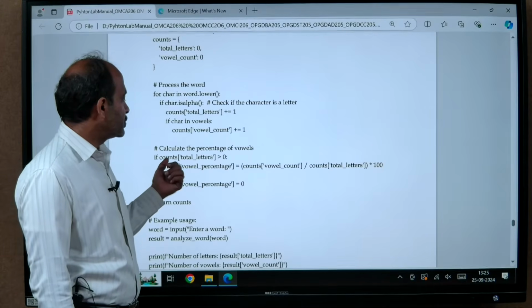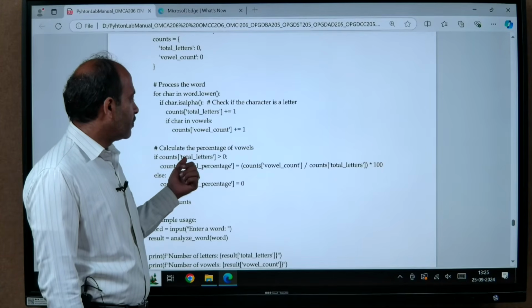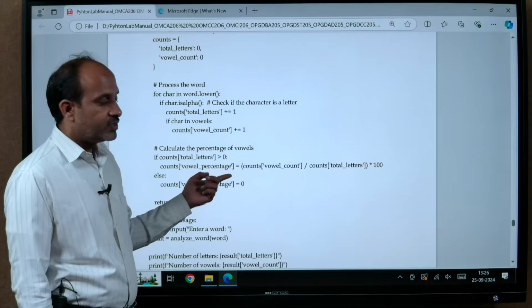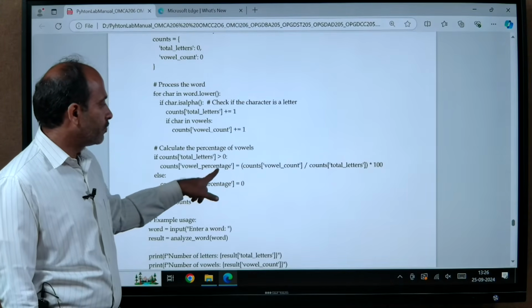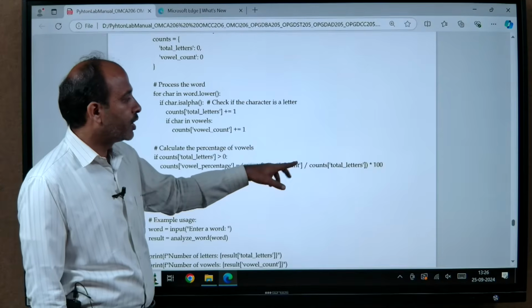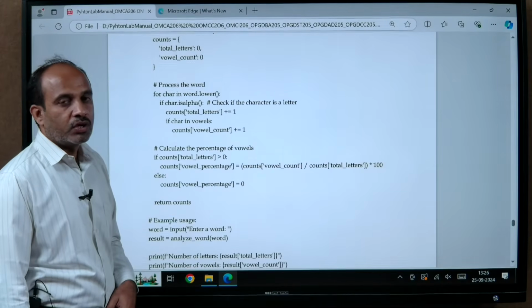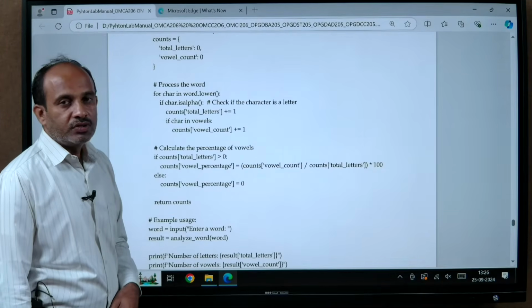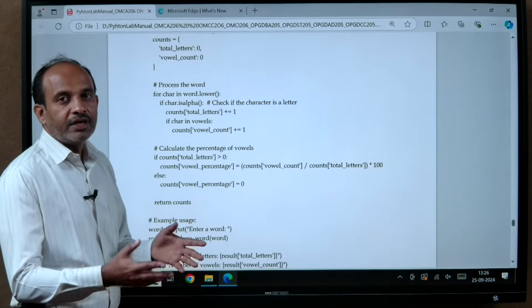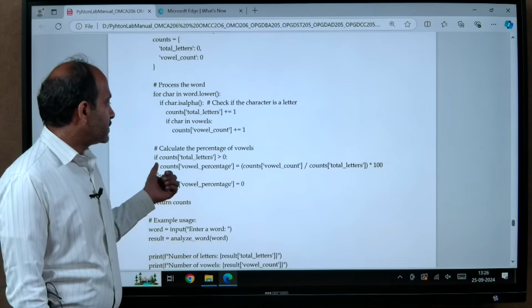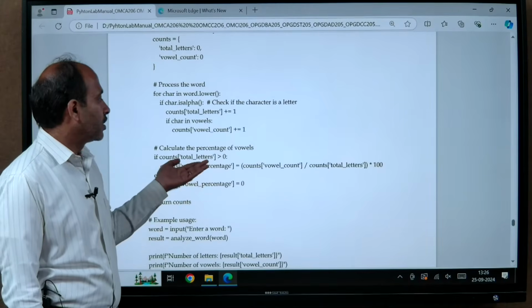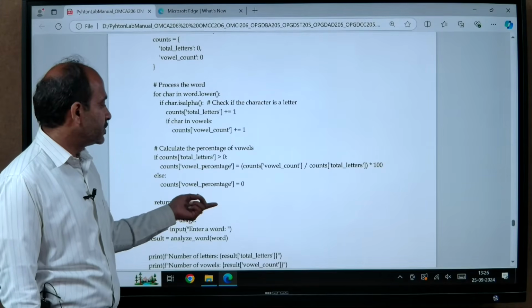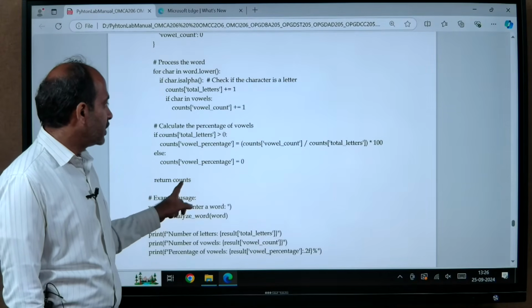Now, I am checking if count of total letters is greater than 0, then you take the vowel percentage. Counts of vowel percentage is equal to counts of vowel count divided by total number of letters, into 100. So, you will get the percentage. Else, if none of the letters are there, then obviously the percentage is 0. Finally, we are returning the count.